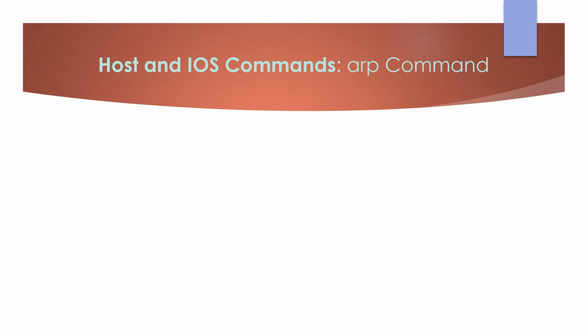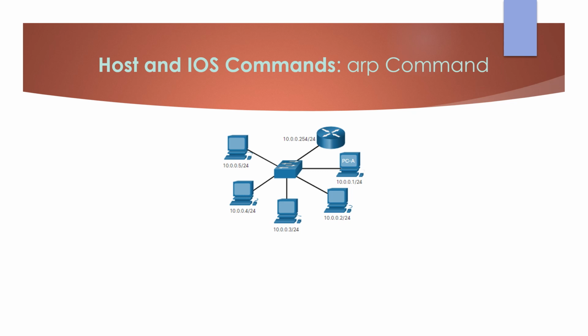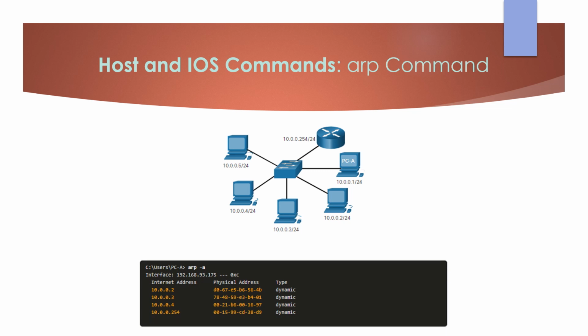Let's refer to this topology that is listed here. And as you can see, there is a switch, a router, and there are 5 computers. And if we use the output of the ARP command on the PCA, it will list all the devices connected with the PCA that it can communicate with.